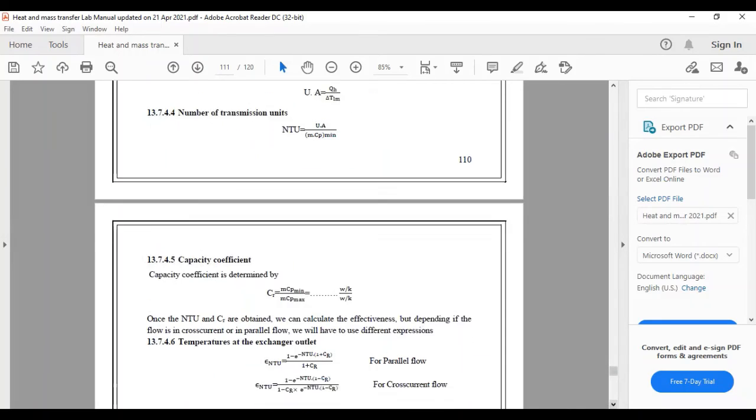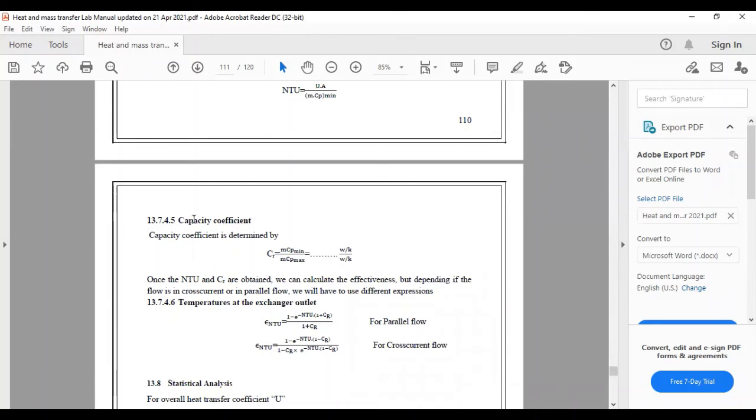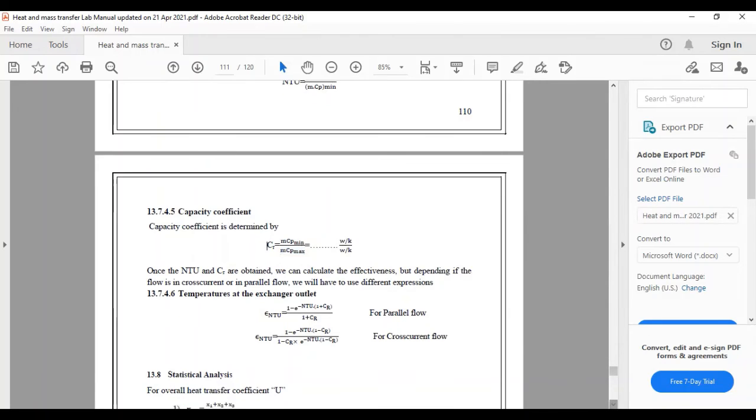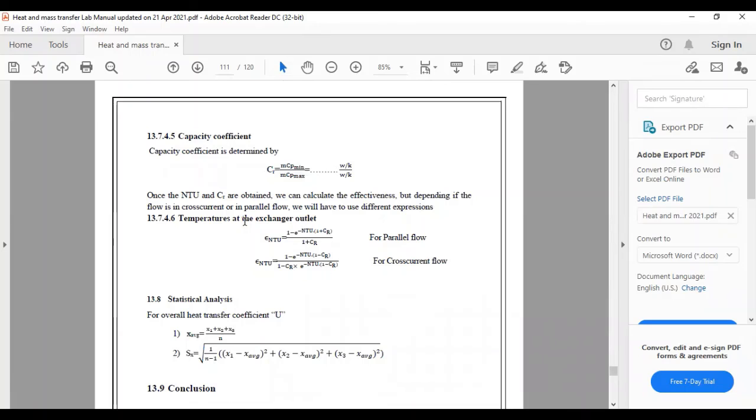Then there is again the ratio, which is also called the capacity coefficient. This is the ratio of m Cp minimum over m Cp maximum. So from hot or cold water, the value which is minimum we will use here as a numerator, and the value which is maximum we will use here as a denominator. So we will get this ratio, and finally we will calculate the effectiveness by using the NTU method.